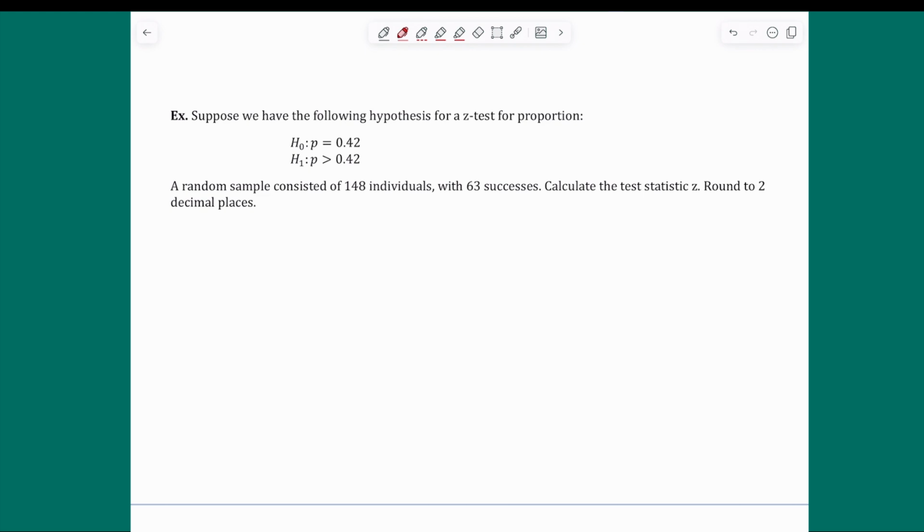The null hypothesis is p equal to 0.42. The alternate hypothesis is p greater than 0.42. A random sample consisting of 148 individuals with 63 successes. Calculate the test statistic z and round to 2 decimal places.